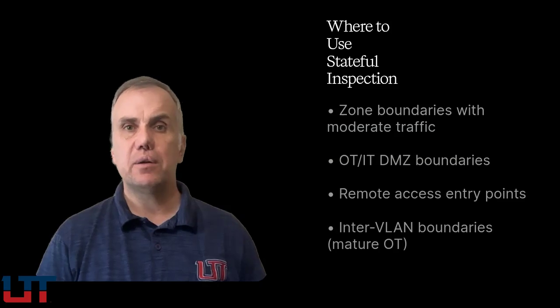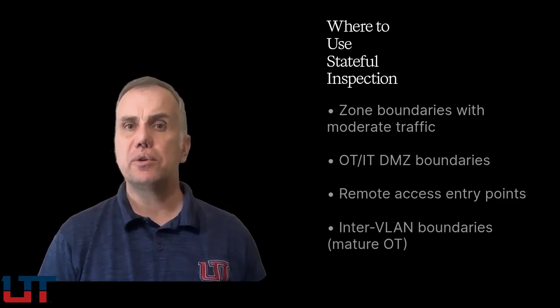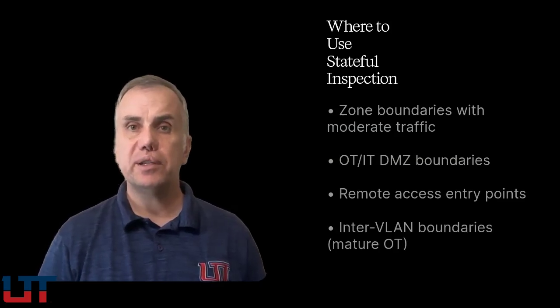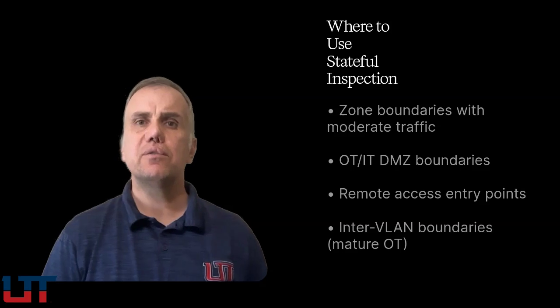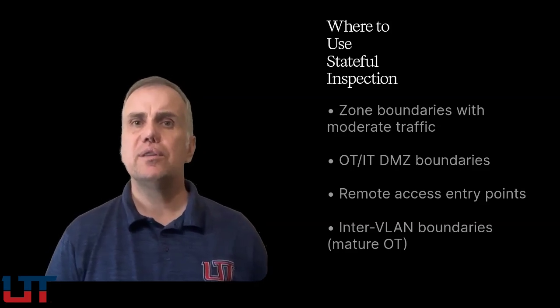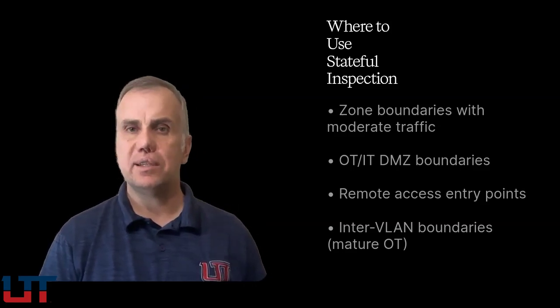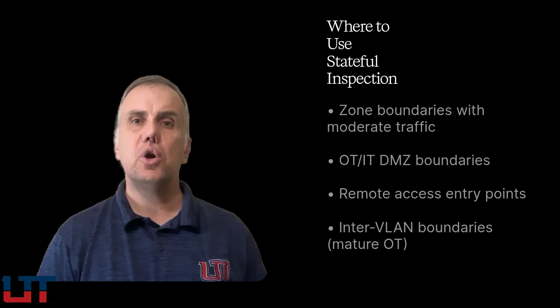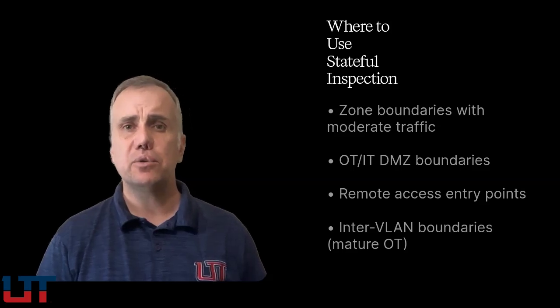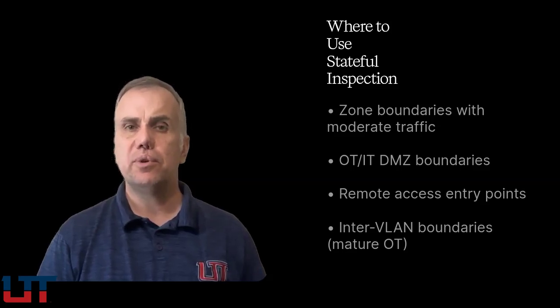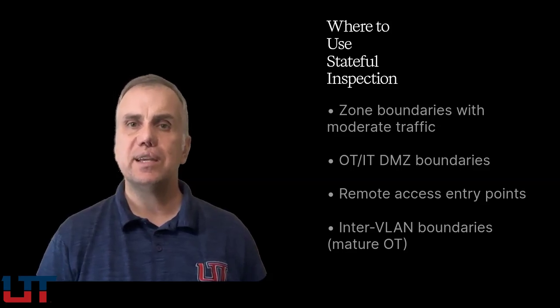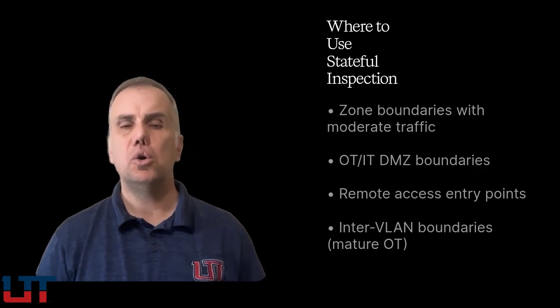Stateful inspection firewalls should be placed at zone boundaries where traffic volumes are moderate and where the improved security over packet filtering is worth the slightly higher cost and complexity. They're the standard choice for OT, IT, DMZ boundaries, remote access entry points, and inter-VLAN boundaries in security mature OT deployments. In the next video, we'll cover next generation firewalls, which add deep packet inspection and intrusion prevention capabilities.